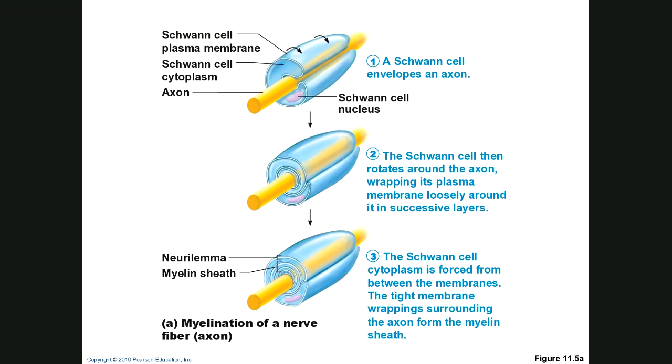So this is showing wrapping round and round and round until it bulges, just like a balloon would bulge if you wrapped it around an object. And that is called the neurolemma.